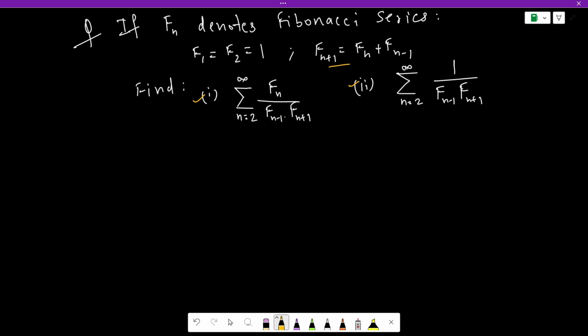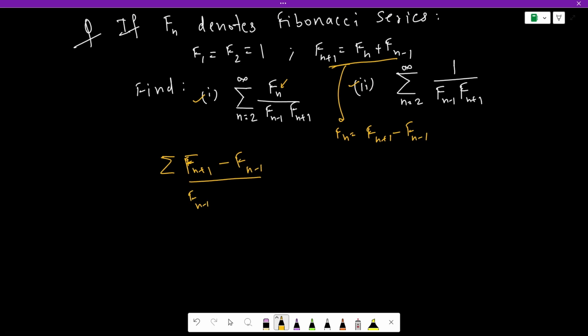So now let's solve it. I hope you tried it. What we can do with this expression is break it into consecutive terms somehow. By this equation, Fn equals Fn plus 1 minus Fn minus 1. Now let's put this here. So this will be summation of Fn plus 1 minus Fn minus 1 divided by Fn minus 1 Fn plus 1, from 2 to infinity.